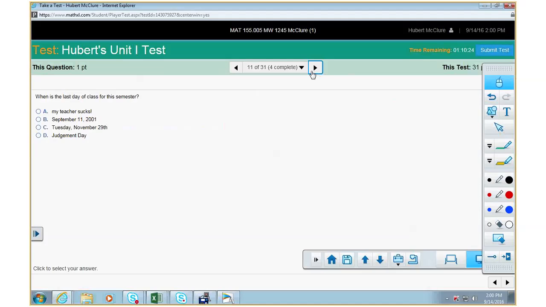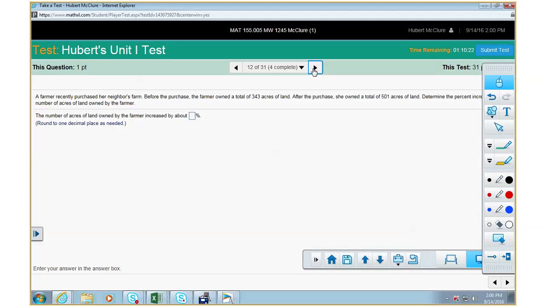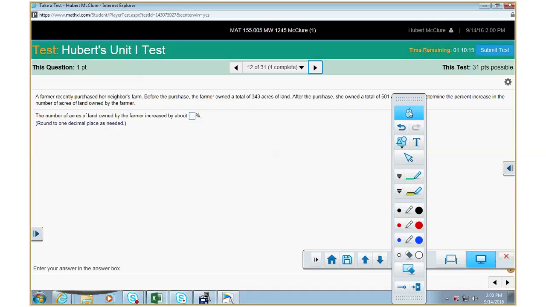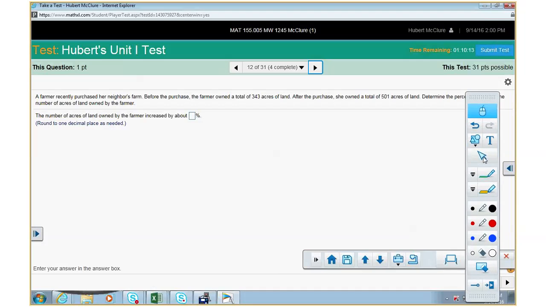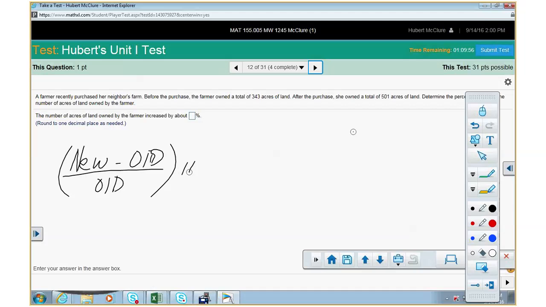That's a bonus question. A farmer purchased land, and so on. Determine the percent increase. I didn't cover this, so I will give you the way to do it. New minus old over old. Always remember that. New minus old over old. And sometimes you need to multiply by 100, because usually they want a percent.